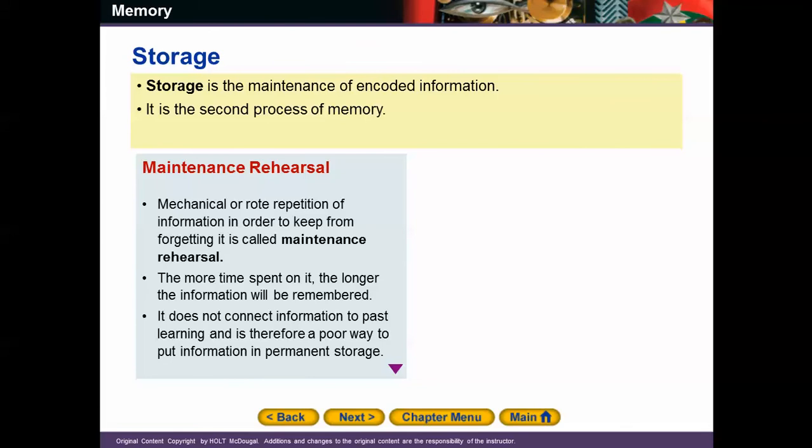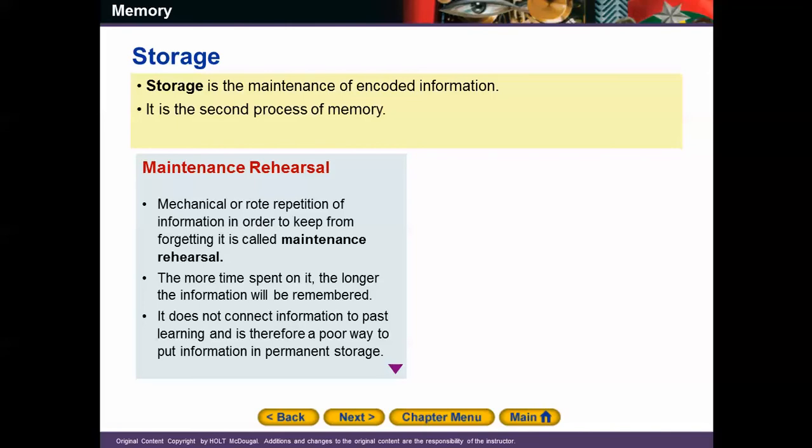Maintenance rehearsal is repeating information over and over again to keep your brain from forgetting it. And this is maintenance rehearsal. The more time spent in rehearsing or repeating, the longer the information will be remembered. And this is what actors and actresses do. They rehearse their lines over and over. That's maintenance rehearsal.